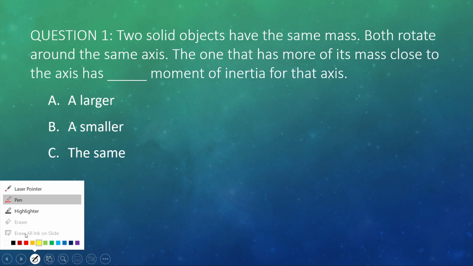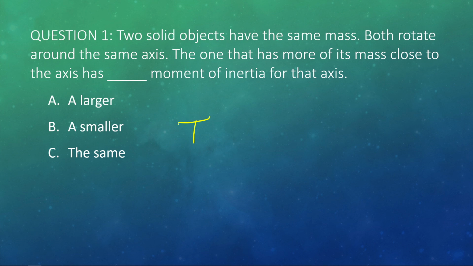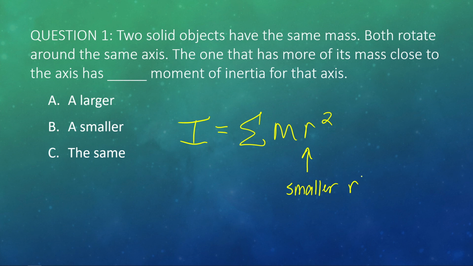Okay. Well, in this one, it's basically just saying that the mass is concentrated more toward the center. So if the mass is closer to the center, that is showing that we have a smaller value of r. Well, if you have a smaller value of r in this equation, that means you have a smaller value of I. So the moment of inertia is smaller, because all that mass is concentrated toward the center, giving you a smaller r squared term in the equation, and a smaller moment of inertia as a result.